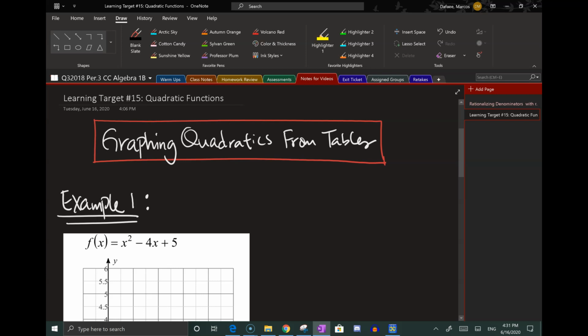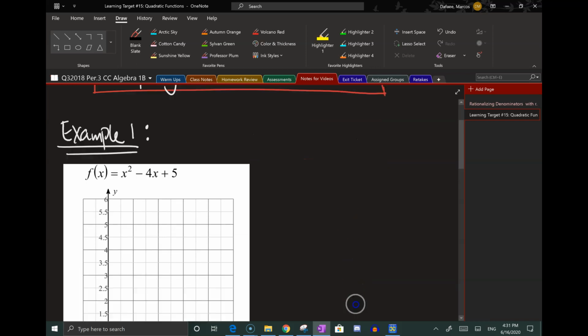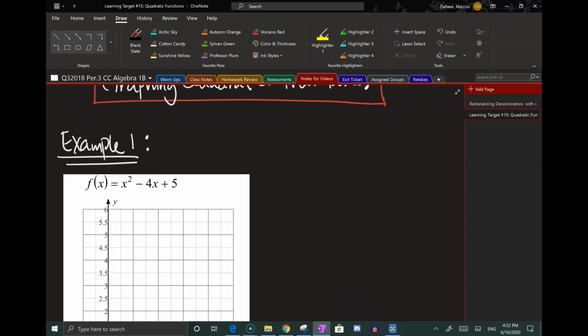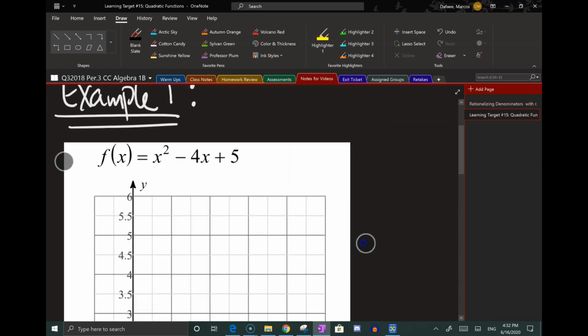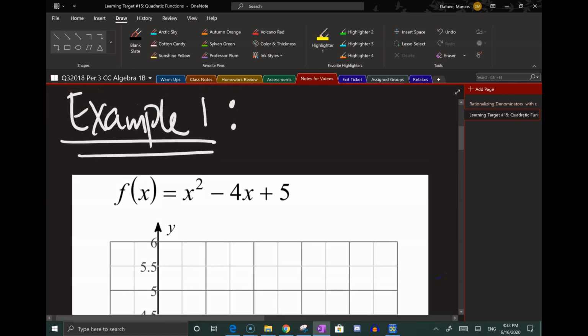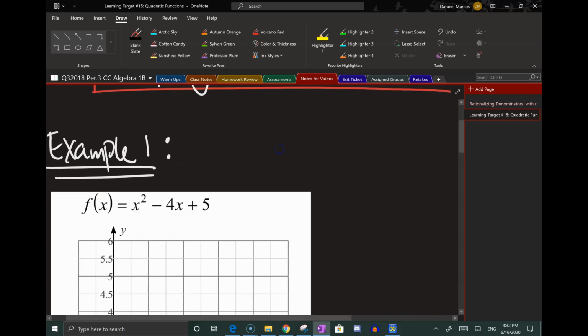Instead, we're going to look at how to graph these using only a table and very basic knowledge about quadratic functions and what they have to offer. So with that, let's go ahead and begin. So we have an example one, this quadratic function that you see here. And one thing that strikes me right away when I look at this is it's telling me the direction that this parabola is going to take.